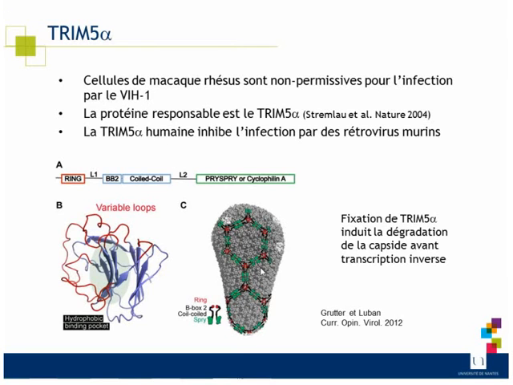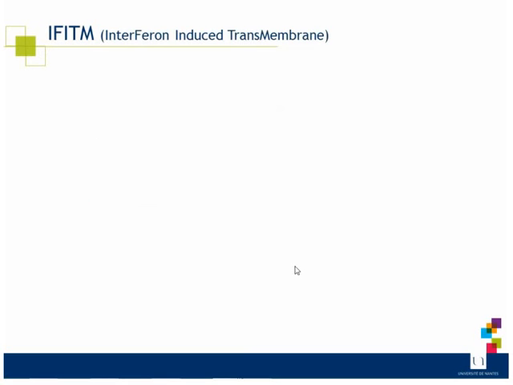So how do viruses respond to restriction by TRIM5A? Well, they mutate the capsid proteins so that TRIM5A can't bind anymore. Okay, so that's a pretty simple mechanism of resistance.